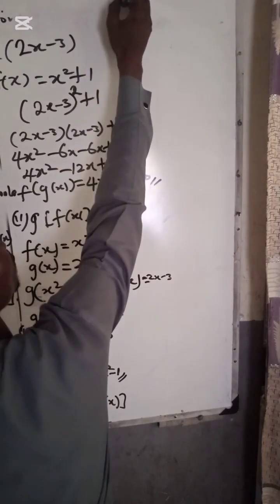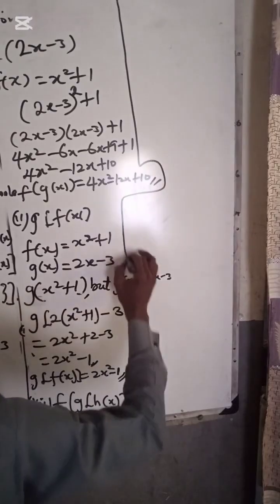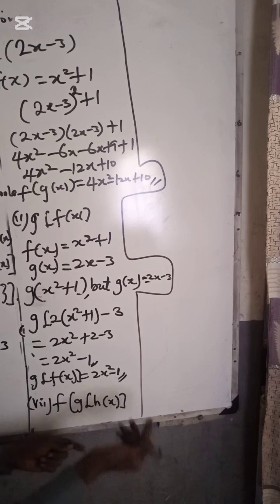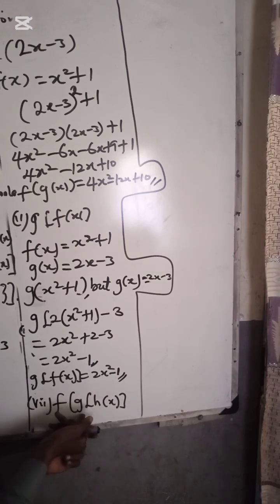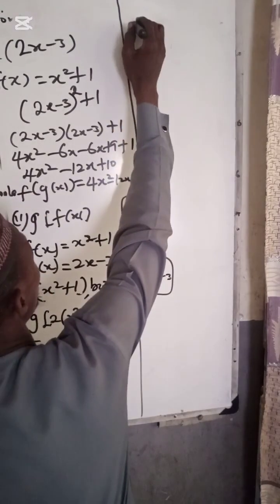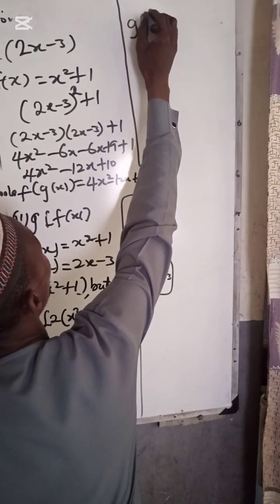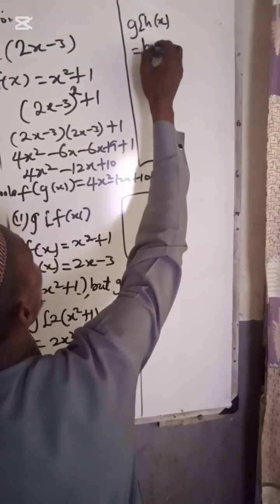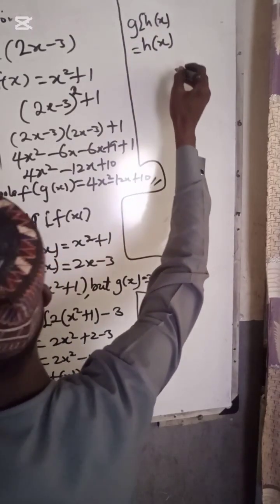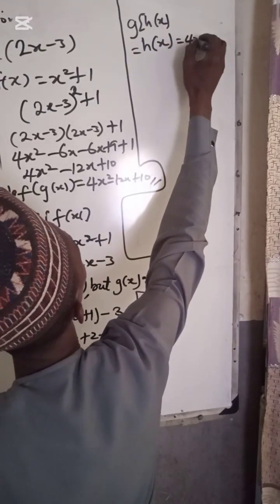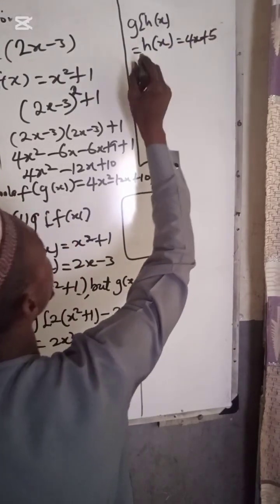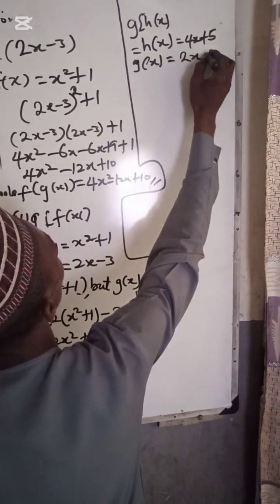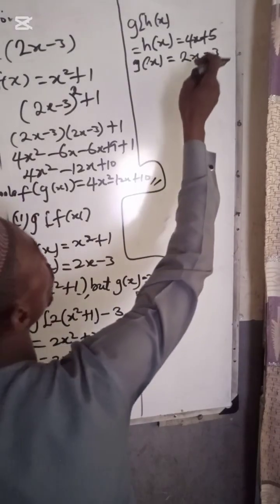Now, this is a very interesting one: f of g of h. First of all, what do we do? Throw h of x into g of x. Now, g of h of x. Remember h of x is given as 4x plus 5, and g of x is given as 2x minus 3.